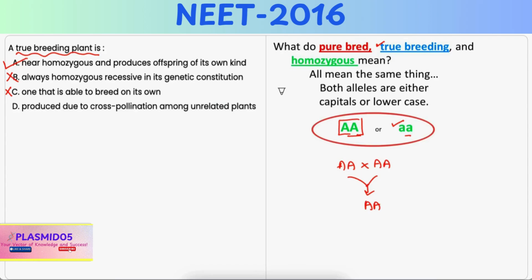Option D, produced due to cross-pollination among unrelated plants. This is also incorrect because cross-pollination among unrelated plants introduces genetic variability, which is not applicable for true breeding.